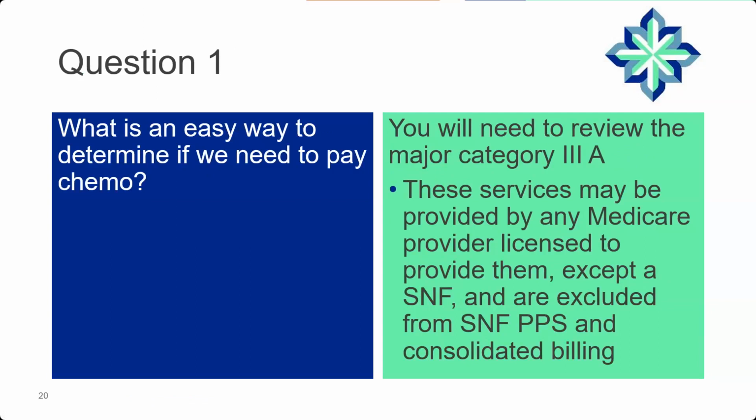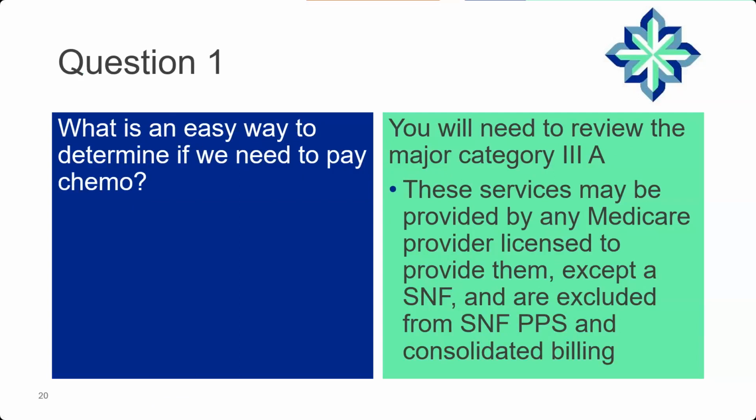So, all right, question 1. I put this one in very specifically because they do say, what is the easiest way to determine if you need to pay chemo? Easiest way for this does mean that you have to get that code and then go back to the major category list. So what if your vendor says, I don't know that? Well, then you can't utilize the list until you do.